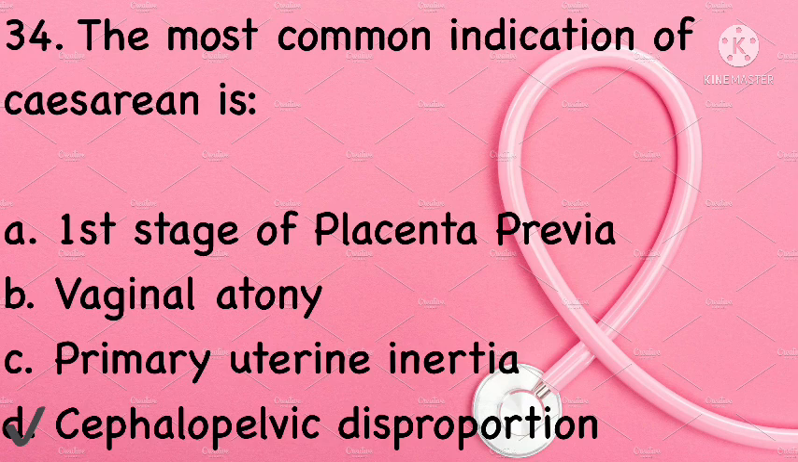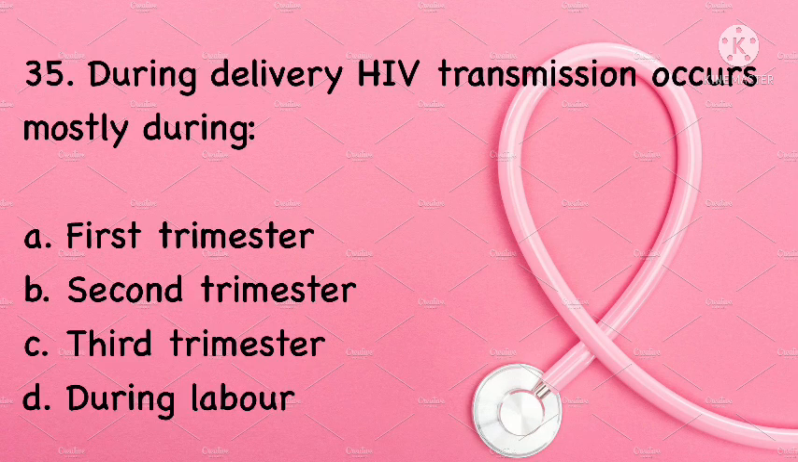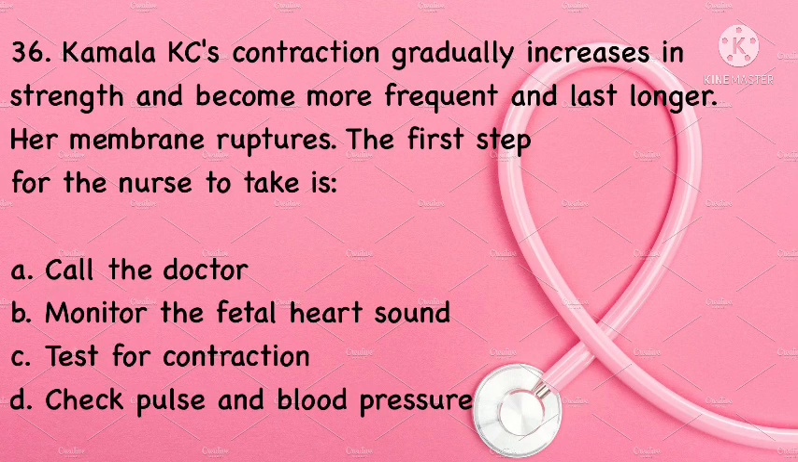Cephalopelvic disproportion. During delivery, HIV transmission occurs mostly during: first trimester, second trimester, third trimester, during labor. Correct answer is D. During labor. Kamala's contractions gradually increase in strength, become more frequent and last longer. Her membrane ruptures. The first step for the nurse to take is: call the doctor, monitor the fetal heart sound, test for contraction, check pulse and blood pressure. Correct answer is B. Monitor the fetal heart sound.